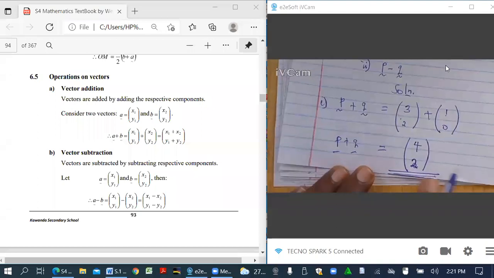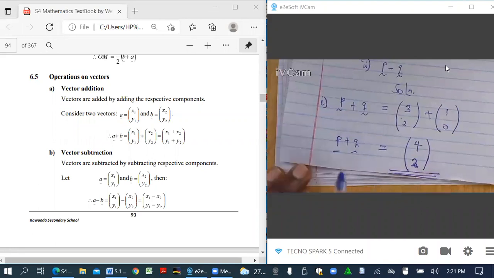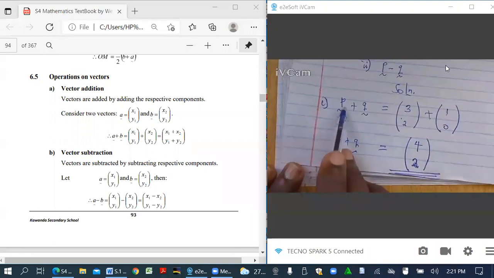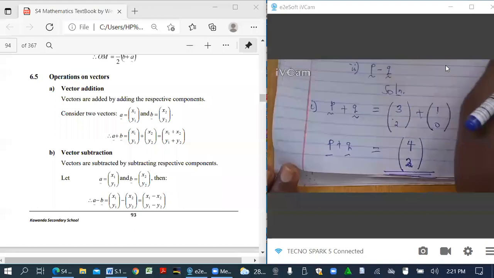Remember, this is mathematics. Underline your answer. Don't forget that, please. And don't forget to put this symbol. This symbol is called what? Nabla. It is used to represent vectors, so don't forget it, okay?